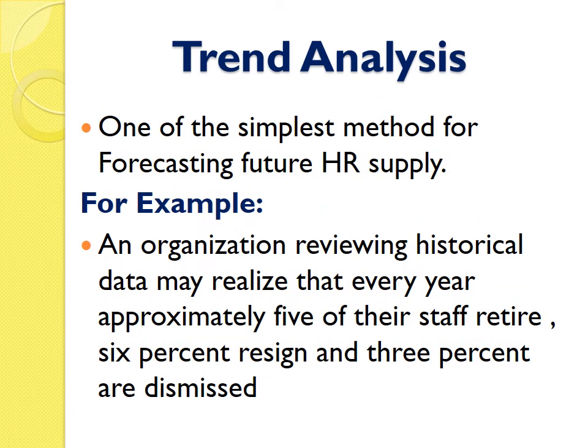One of the simplest methods for forecasting future human resource supply is trend analysis. For example, an organization reviewing historical data may realize that every year approximately 5% of their staff retire, 6% resign, and 3% are dismissed.